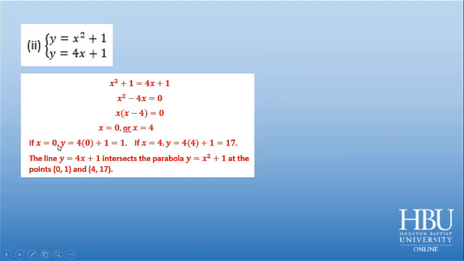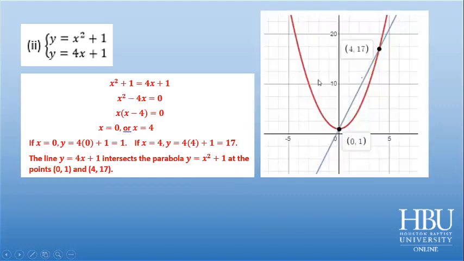If x is 0, then y is going to be 4 times 0 plus 1, which would just be 1. So 0, 1 is one point of intersection. If x is 4, y is 4 times 4 plus 1, and that would be 17. So 4, 17 is my other point of intersection.